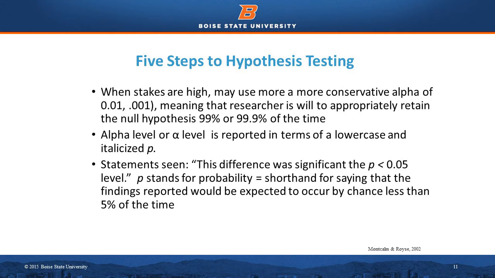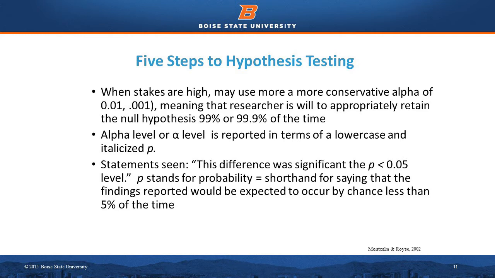When selecting the alpha level, the researcher is asking, what happens when there is a difference between treatments? Was the difference just a fluke caused by sampling error? We typically select an alpha level of 0.05, meaning that the researcher is willing to erroneously reject a null hypothesis 5% of the time, or is willing to appropriately retain the null hypothesis 95% of the time.